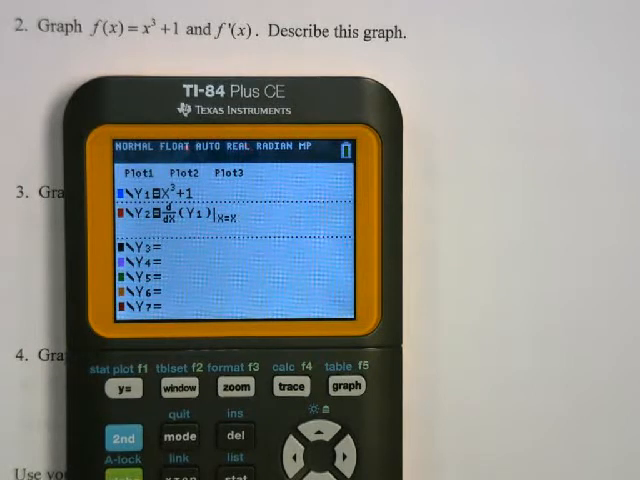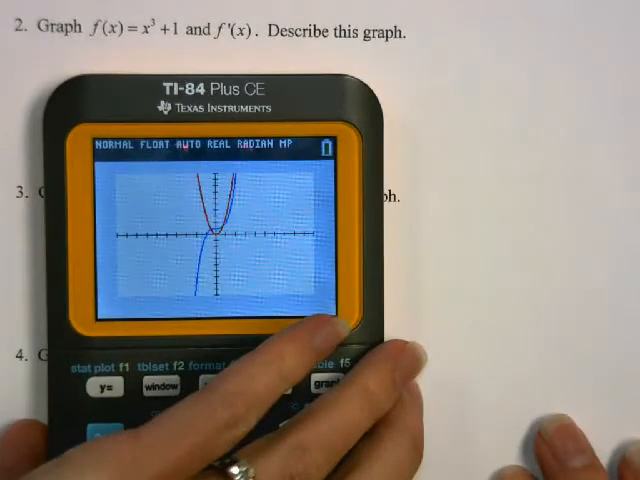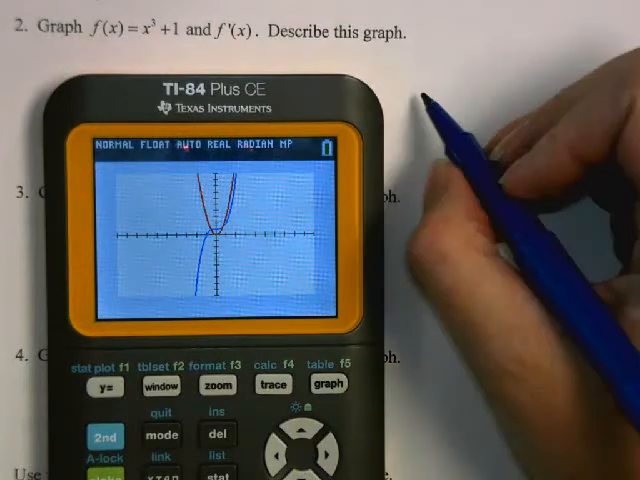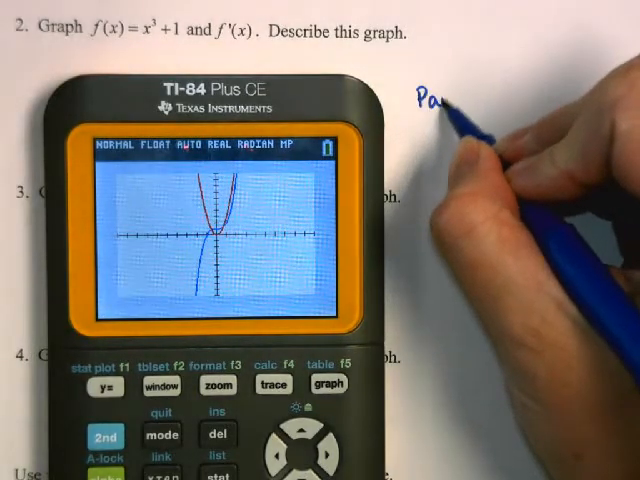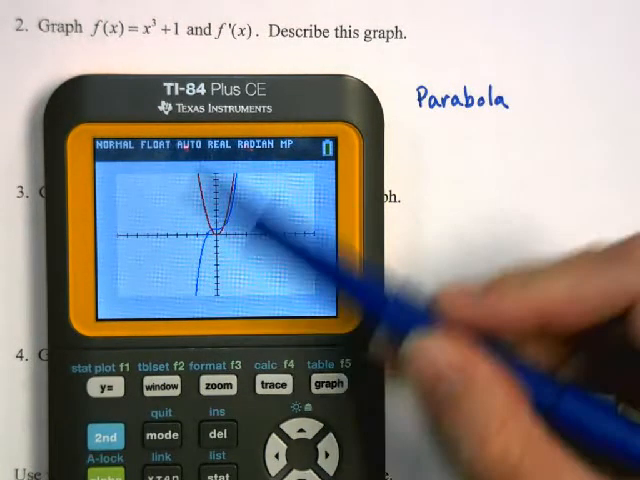And if you don't have a TI-84 and you need help figuring out how to do this on your calculator, we can work that out. So now when I graph it, we're going to see the cubic function, and then we're going to see its derivative. Okay, so the blue one is the cubic function, and f prime, the red one, is the derivative. So describe the graph. The derivative is a parabola. Okay, and you can go ahead and copy this picture into your notes.